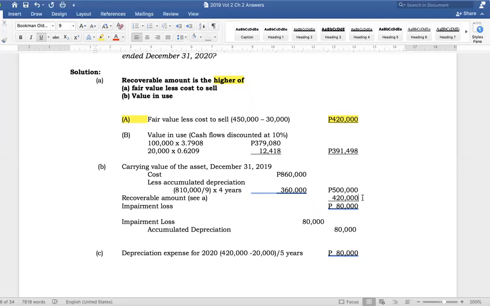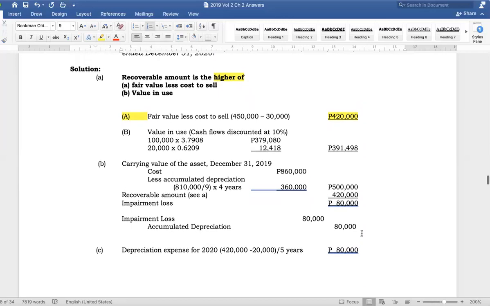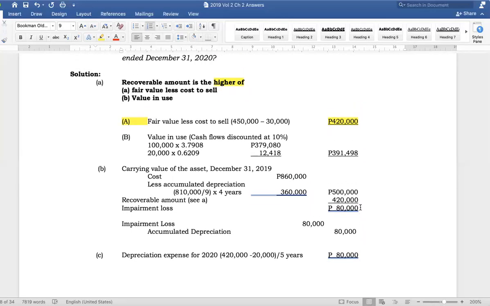So, should the company decide to continue using the asset for the year 2020, then its depreciation will be adjusted accordingly. That is 420,000 minus 20,000 divided by 5. So, that is 80,000. So, please take note that after recording the impairment loss, your depreciation expense will be reduced. That is so because, in effect, the impairment loss accelerates your depreciation because the same is credited to accumulated depreciation.